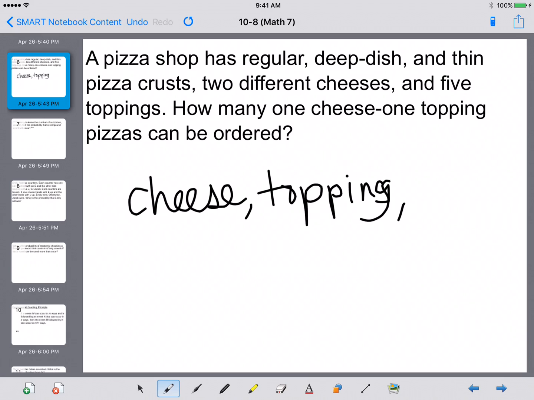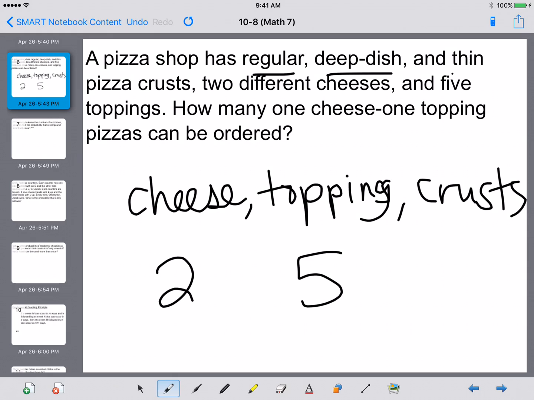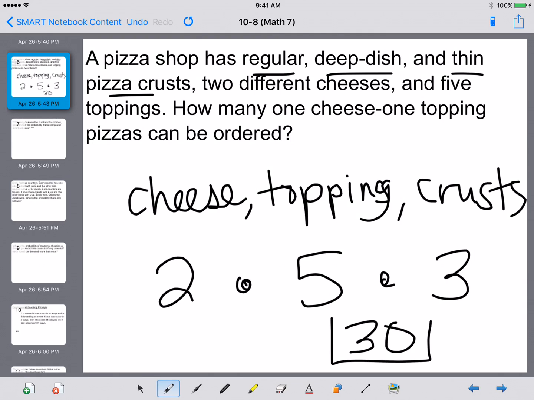Cheese, toppings, and crusts. The amount of cheese is there's 2 different cheeses. There are 5 different toppings, and then regular, deep dish, and thin crust. So 3 different crusts. You multiply those together, and 2 times 5 is 10, 10 times 3 is 30, so there's 30 different pizza combination options.